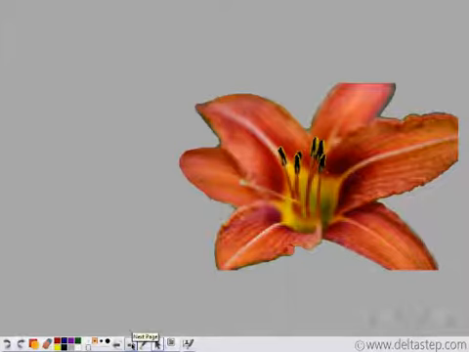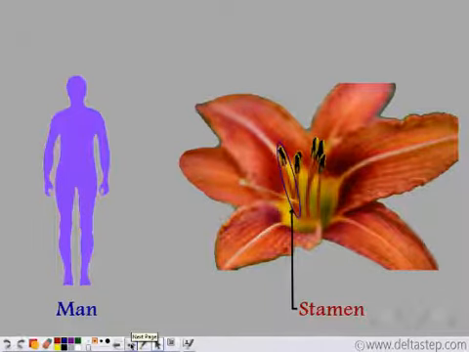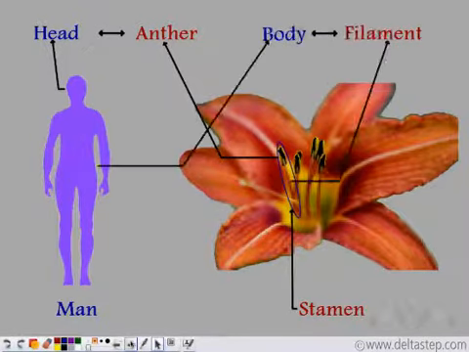So Androecium consists of male parts, and one male part is known as a stamen, which can be compared to a man. Now, just like a man has a head, a stamen has a head which is known as the anther. So this dark part of the stamen is known as the anther. And just like a man has a body, similarly, a stamen has a body which is known as the filament.